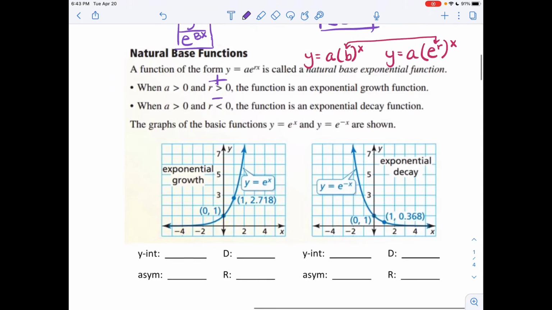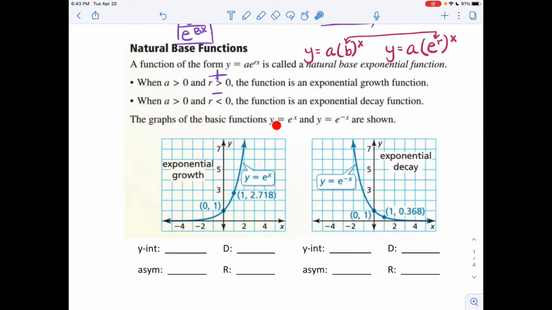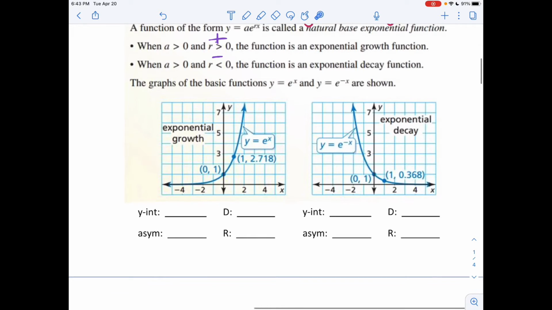So here are the functions. So y is equal to e raised to the x power, and y is equal to e raised to the negative x power. So this is like an r value of 1. This is like an r value of negative 1. You don't actually see a number there, but it's the implied 1. So let's go ahead and look at this. For our growth function, remember that our r value is basically a 1 because there isn't a separate number here.